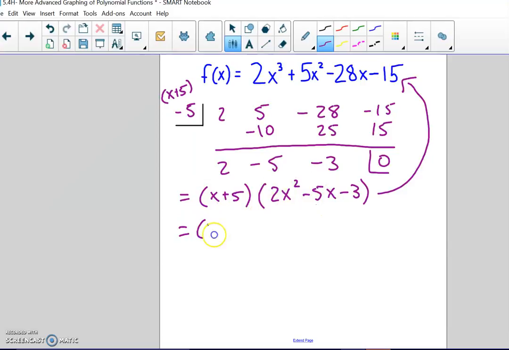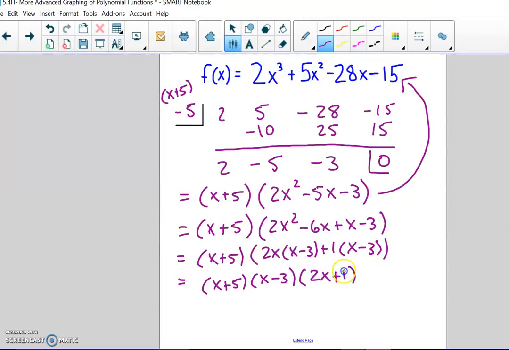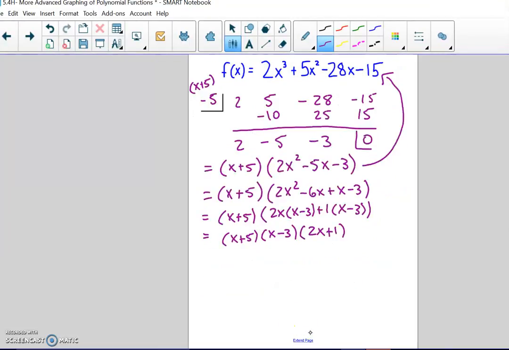So what we can keep doing here is just continue to factor this completely. That x plus 5 is not going to change, but in this quadratic I'm looking for two factors of negative 6 that add up to negative 5. There, negative 6 and positive 1. So I'm going to go ahead and finish factoring this here. I'm going to take out a 2x, got an x minus 3, I'm going to take out a 1, got an x minus 3, and when I'm done I have x plus 5 times x minus 3 times 2x plus 1. Okay, this is the completely factored form of this function.